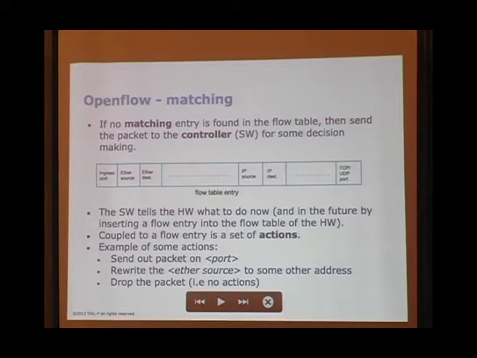And when you find a match connected to that flow entry, you also have a set of actions. What are you going to do with this packet? So for example, you can say that I want to send out this packet on a certain port, or I can say that I want to rewrite some of the headers here. I want to rewrite the Ethernet source address and then send it out to some port. Or I might say that this packet shouldn't be allowed to continue through this switch, so I'm just going to drop it, no actions at all. Just drop it on the floor. So that's basically how it works.